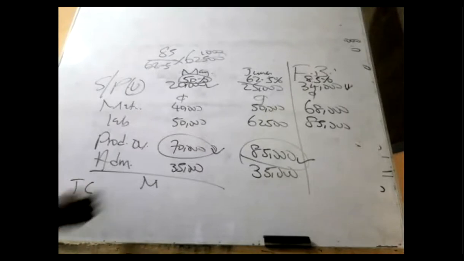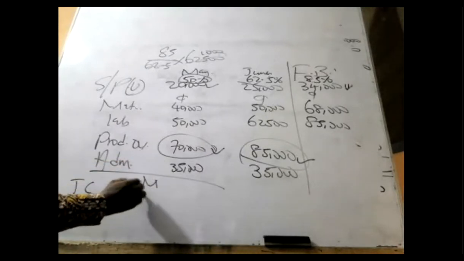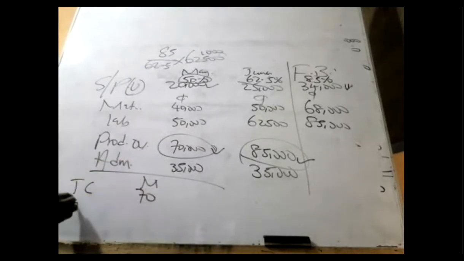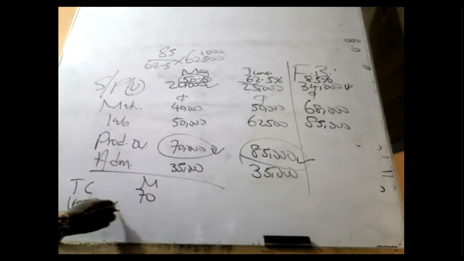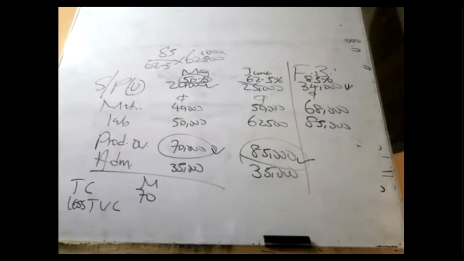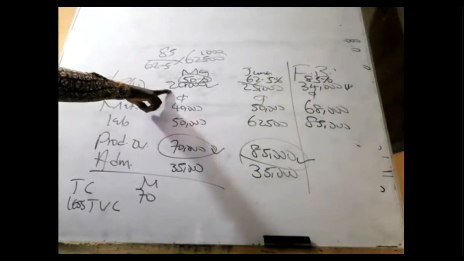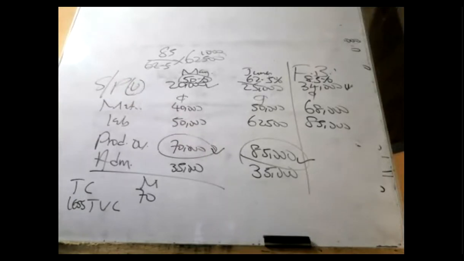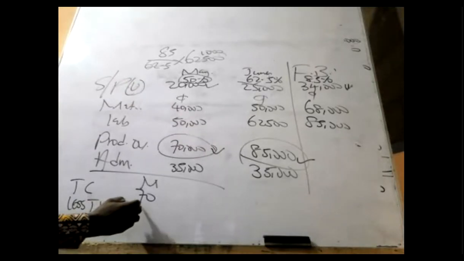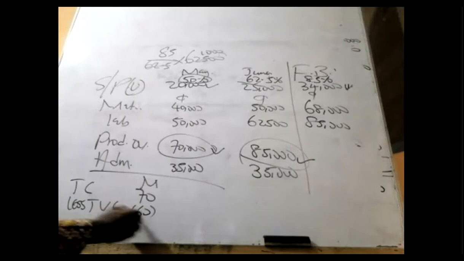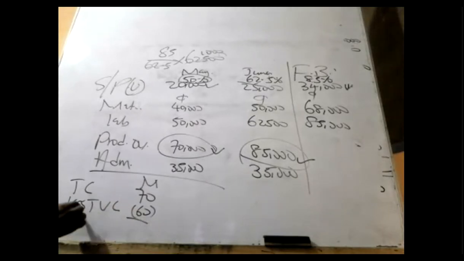In May the total cost is 70. Less total variable cost. How do I get the total variable cost? The variable cost per unit is 3. So multiply 3 by the units. You get 60,000, agreed. So 60. Therefore, what is the fixed cost? The fixed cost will be 10.